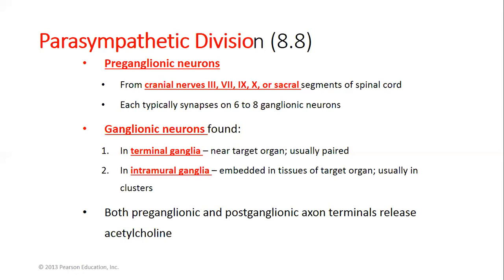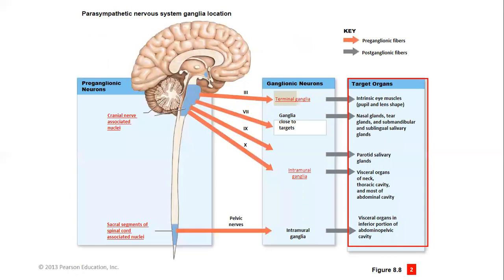And both preganglionic axons and postganglionic axons, remember, postganglionic axons are the axons of ganglionic neurons after the ganglia, they both release acetylcholine. So acetylcholine is the only neurotransmitter used in the parasympathetic nervous system. And when that neurotransmitter is released, you have some major responses.